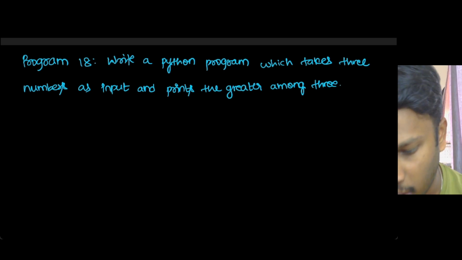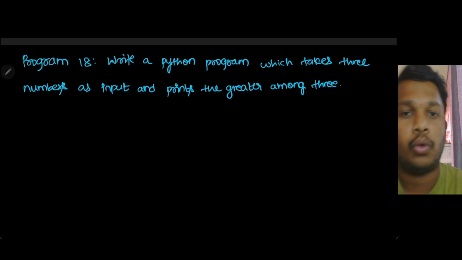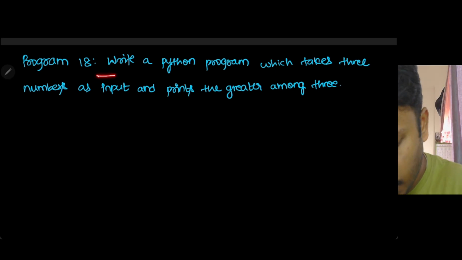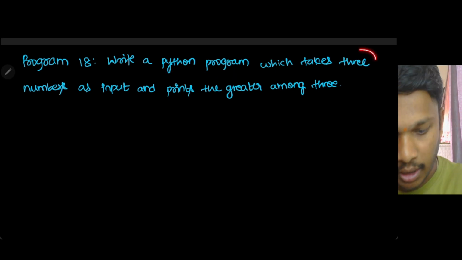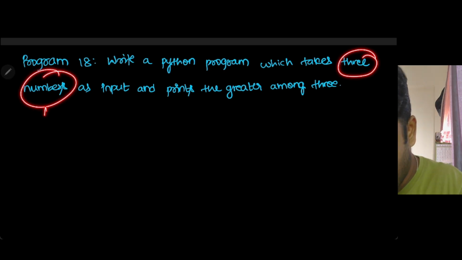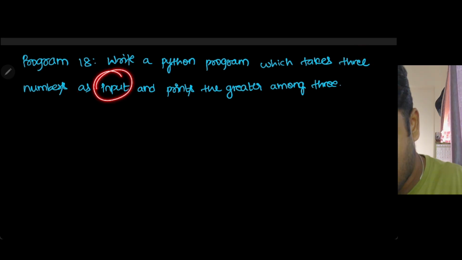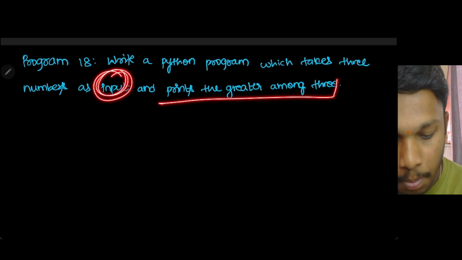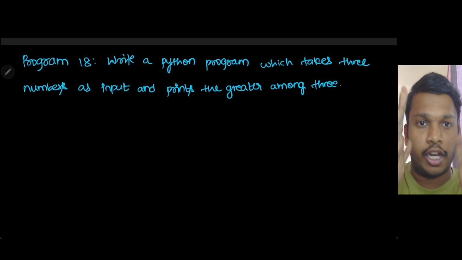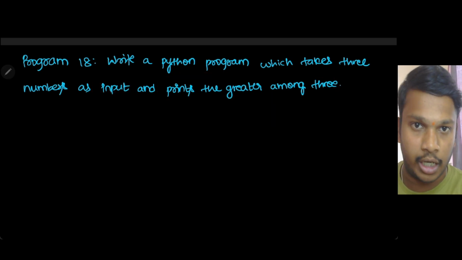As part of our series, today we are going to solve one problem where we need to write a Python program which takes three numbers, A, B, C. Let it be three variables and three values as input, and we need to print the greatest number among the three, greater among the three.